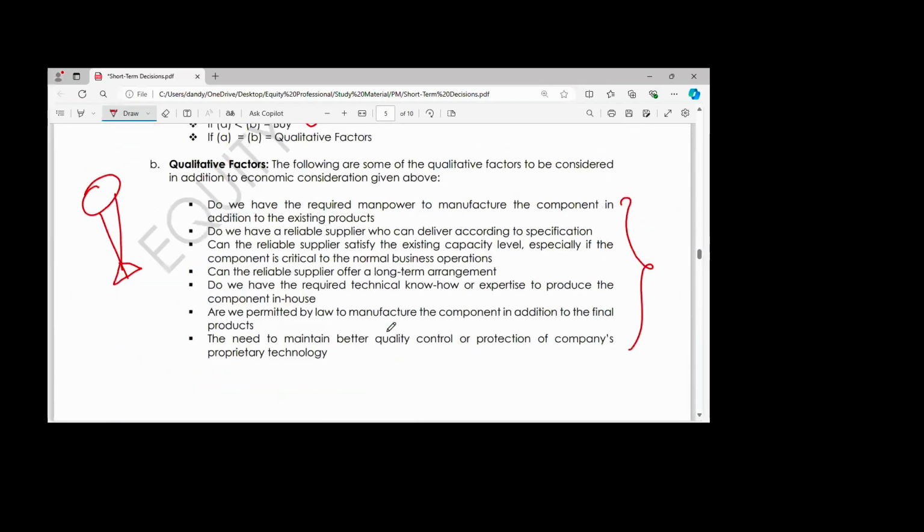So let me hear from you if you have any question before we move to calculation. Any questions so far? Yes, Kunle, talk to me. Yes, sir.